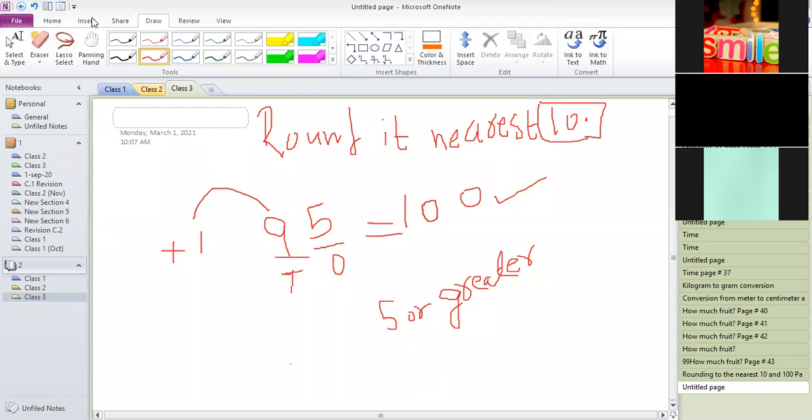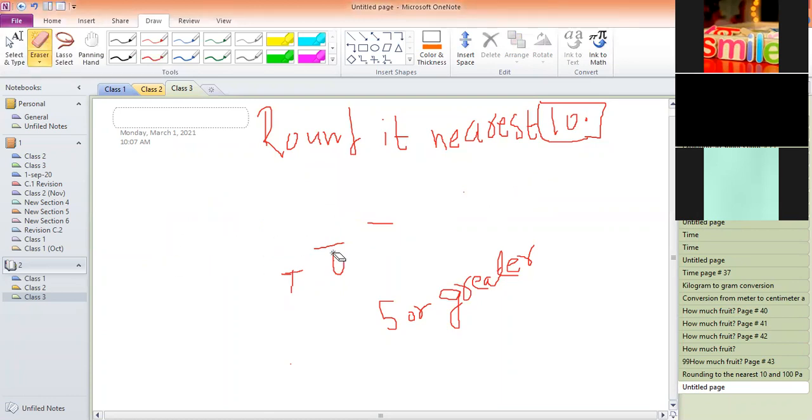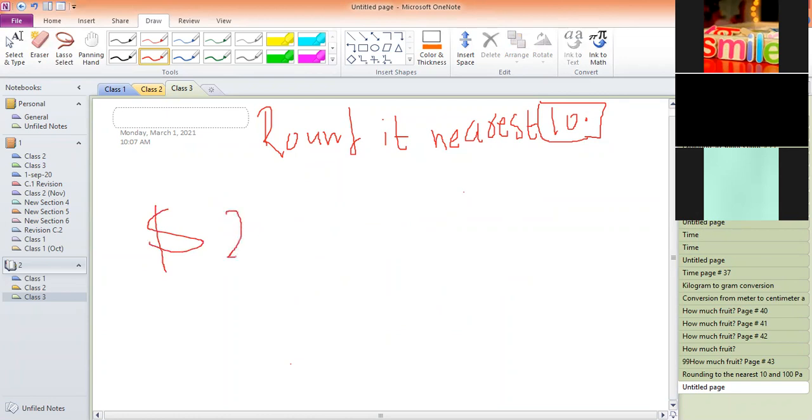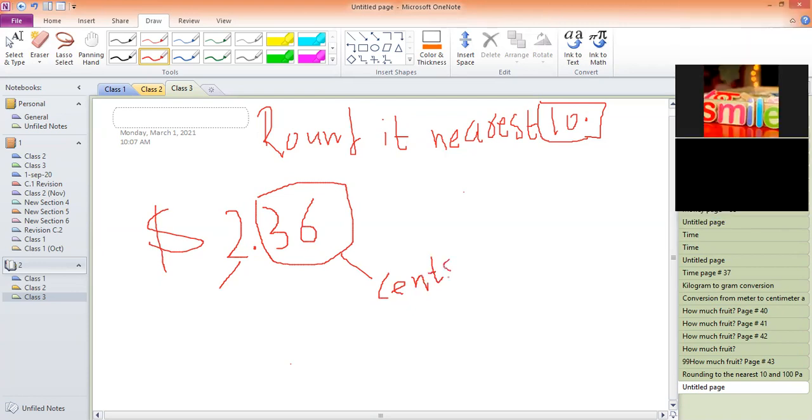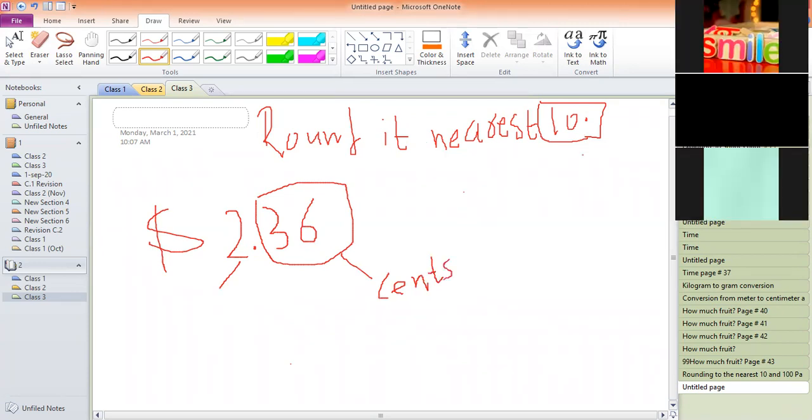All right. So in that way, you know how to round off to the nearest 10. Just revise how you can round off an amount, which is in dollars and cents. So I give you the example. If there is one amount, $2.36. So you know this is telling you how many dollars, and this 36 is actually telling you cents. And the question is telling you to round off to the nearest 10 cents.